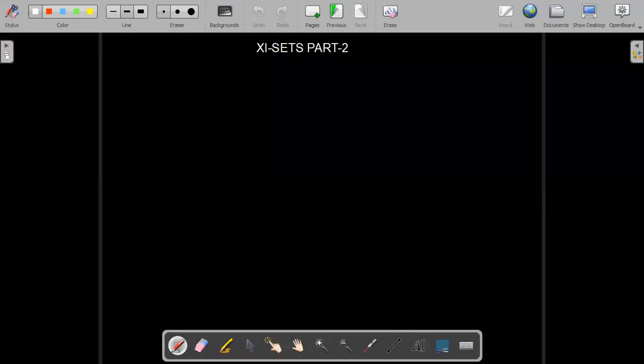Okay, so now we will see one thing, how to represent a set. I'll take one example, then I will tell you the form of representing the set. Suppose we have a set of vowels of English alphabet: A, E, I, O.